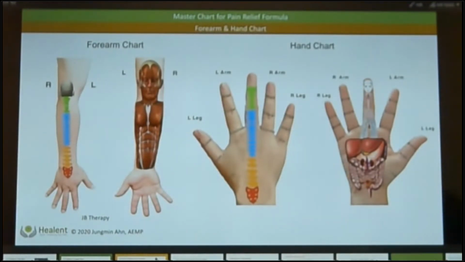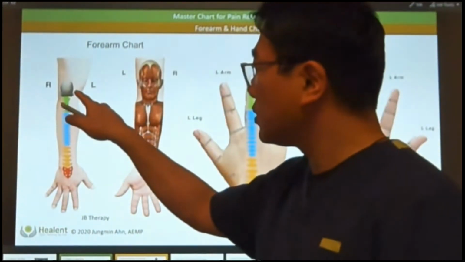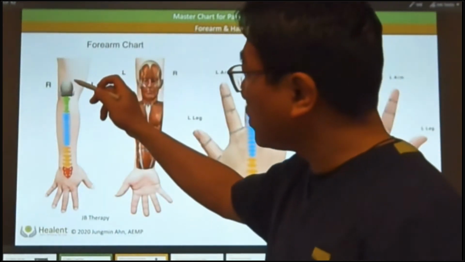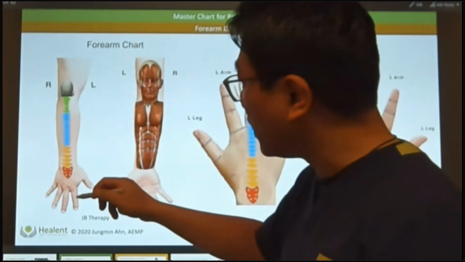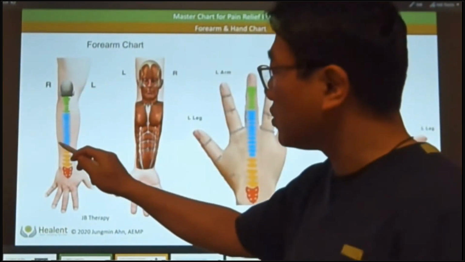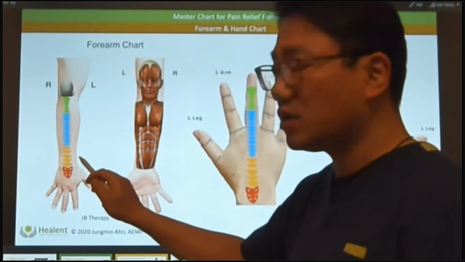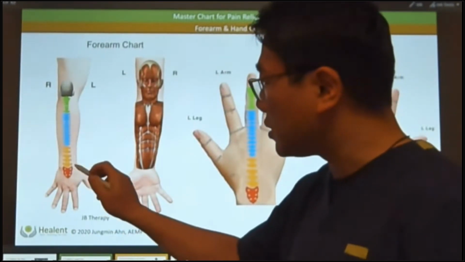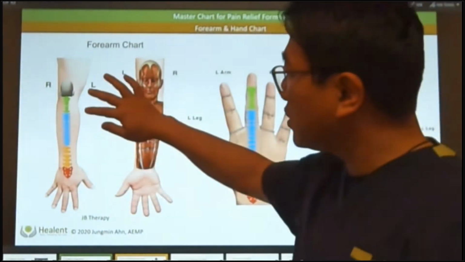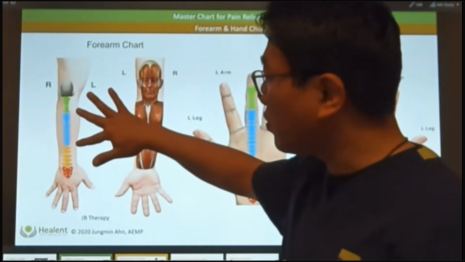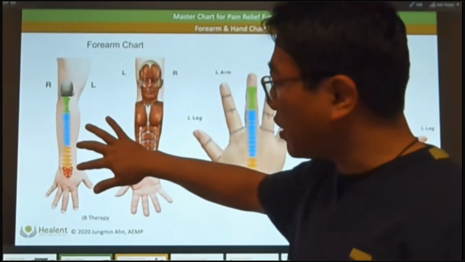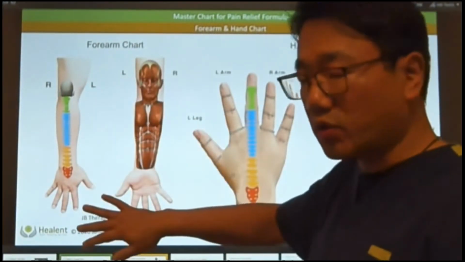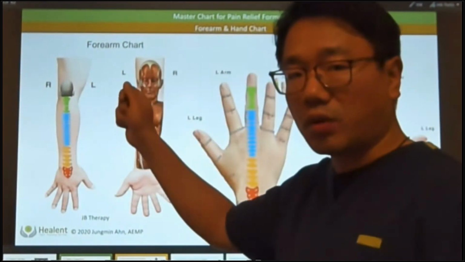So this is a forearm chart. This is your elbow right here, and this is your spine, and this is your neck area. This is your middle back, yellow is your lower back, and orange is the sacrum. So this is about 20% and 40% of your forearm, and about 25% and 15%. You can utilize a portion of your forearm to locate your pain location.